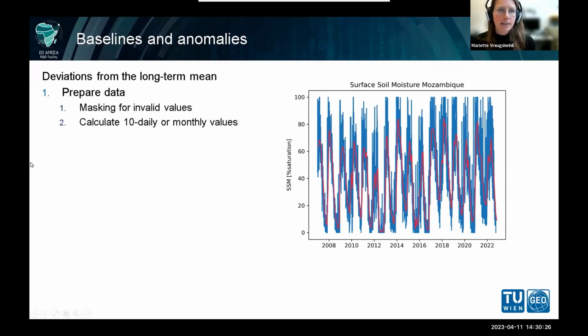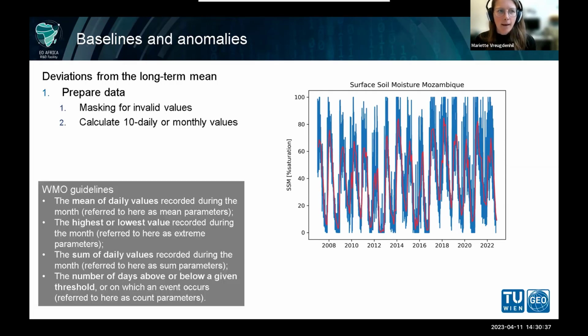Then the next thing is that usually for drought monitoring, we do not work with daily observations, but with 10-daily or monthly values. So the next step is to calculate monthly values. There are different methods for this. What we're seeing here in red are the monthly means, based on the daily observations that we have in blue.